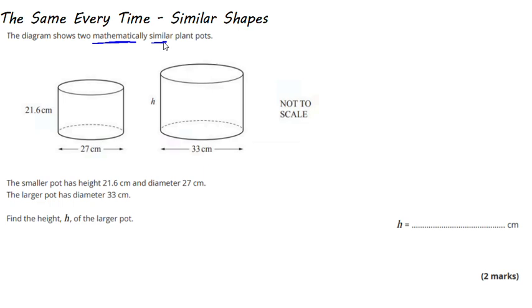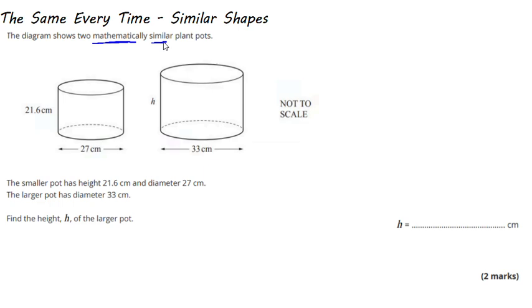Right, so everything's here, I think, in the diagram. You don't really need to read the rest of the words, but the smaller pot has height 21.6 centimeters, diameter 27 centimeters. The larger pot has diameter 33. Find the height h of the larger pot. So we're just finding h, basically. And the method is, well, not surprisingly, the same every time.